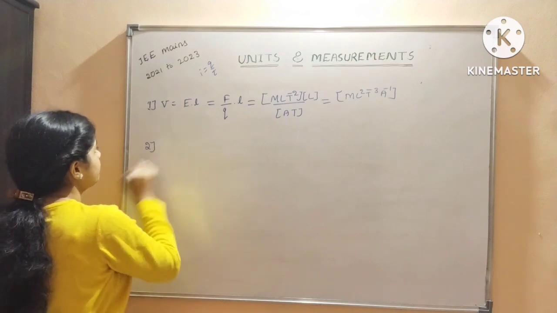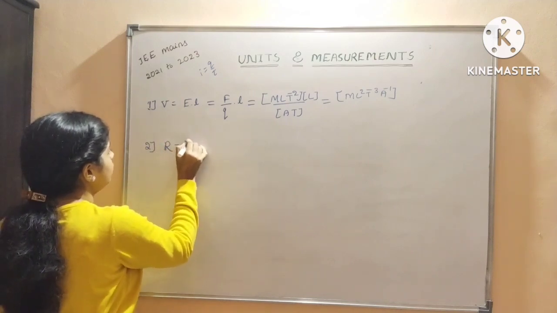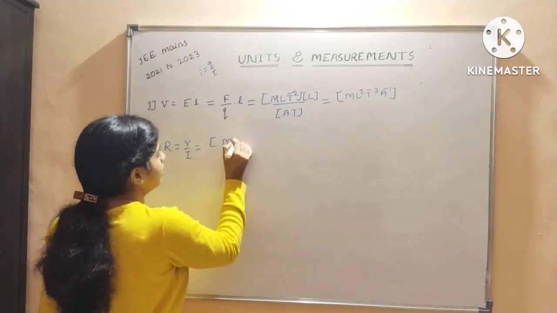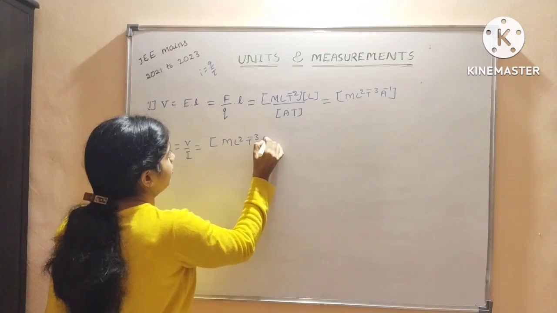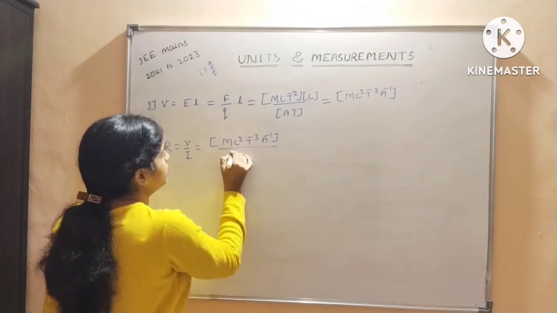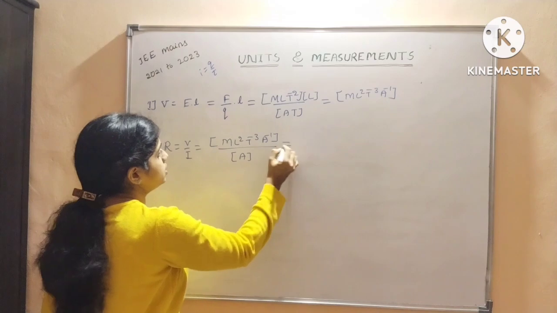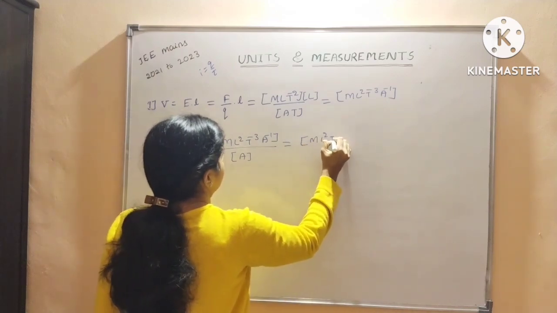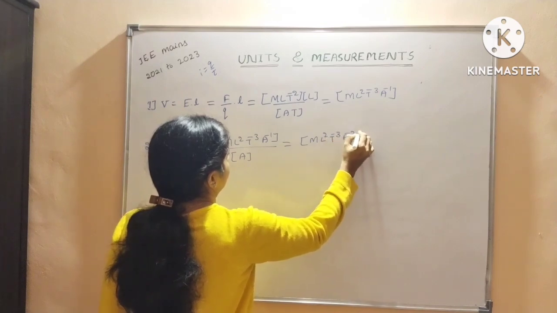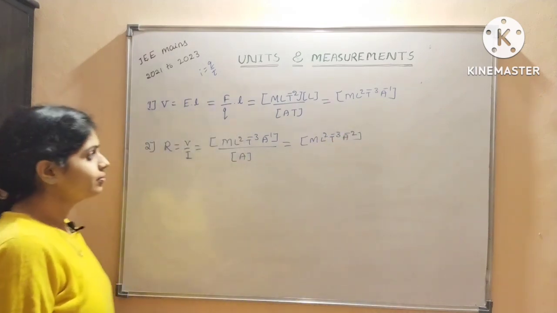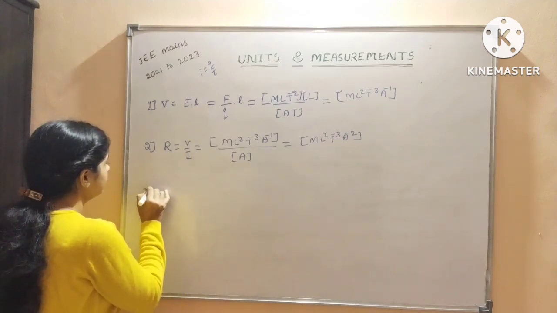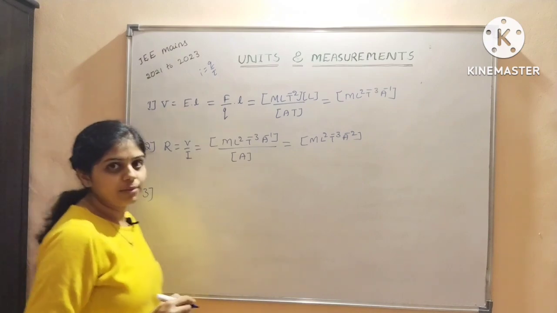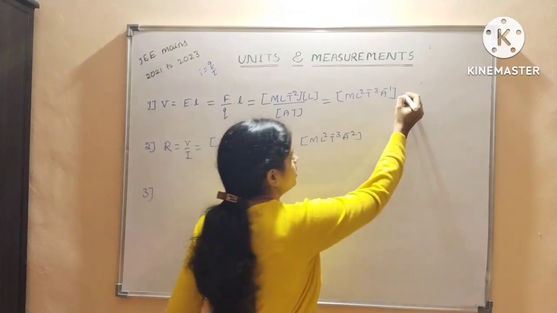Next parameter, resistance equal to V by I, where the dimension of V is ML square T power minus 3 A power minus 1 by dimension of current is A, which is equal to ML square T raised to minus 3 A power minus 2. Next, dimension of EMF. Here dimension of EMF is equal to dimension of potential difference.